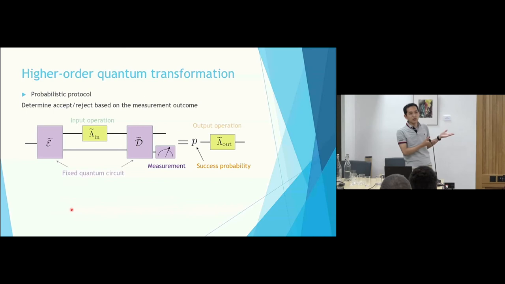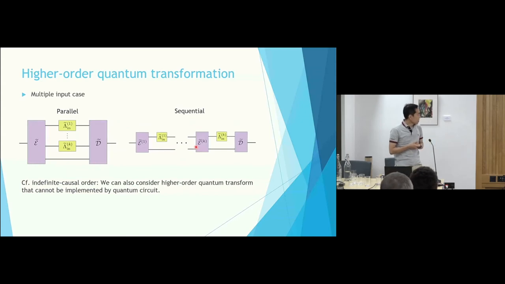The circuit would be like this. We've added in the measurement to give us more transformation power, and the measurement result will tell you whether the transformation succeeded or failed. So this p would be the success probability.